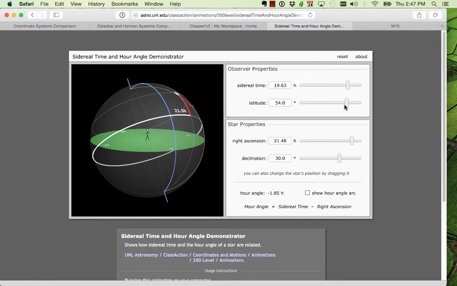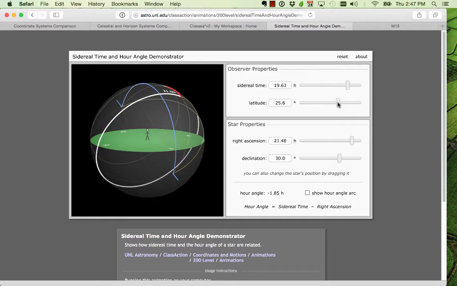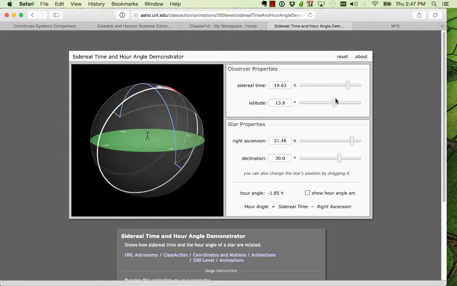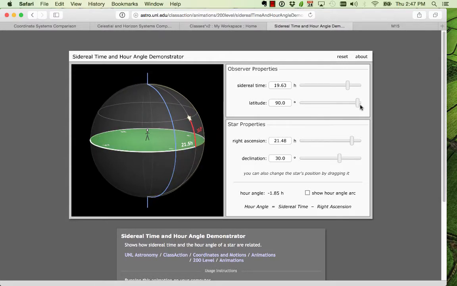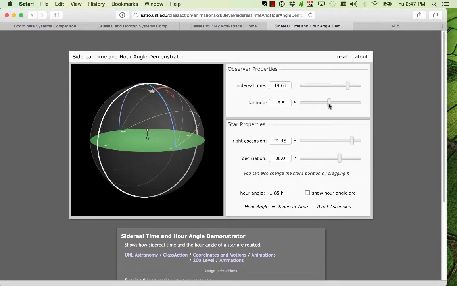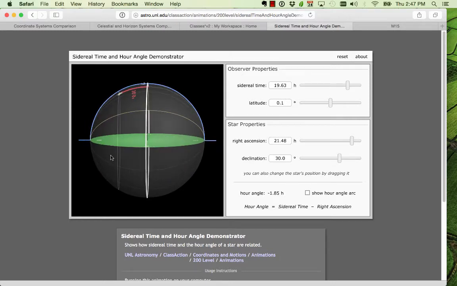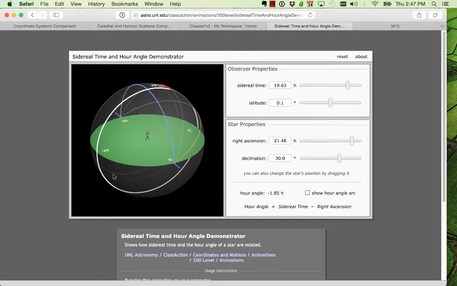And if we change his latitude, you'll see that where his celestial equator is in the sky changes. If you go to the North Pole, the equator is on the horizon, and the North Celestial Pole is directly overhead. If you go to the equator, then the celestial equator goes overhead, and the North and South Celestial Pole are on the North and South horizon respectively.